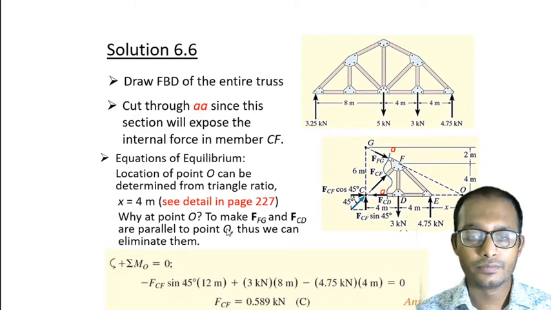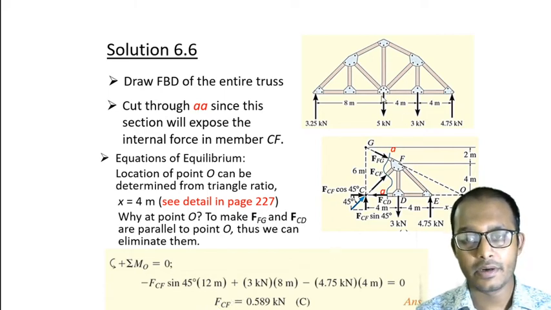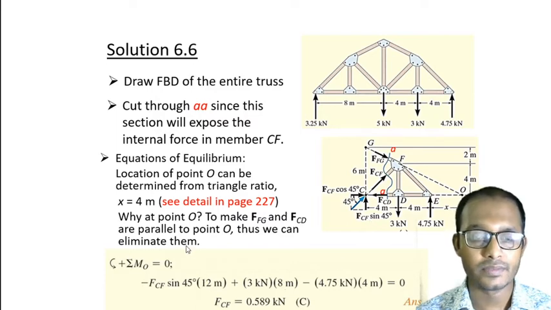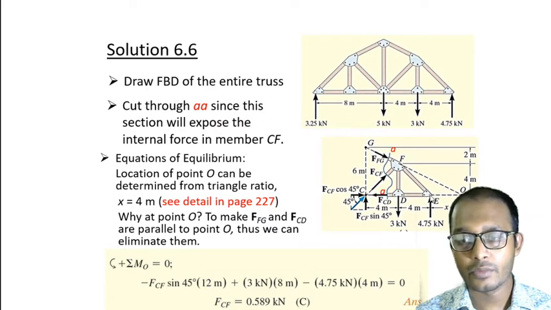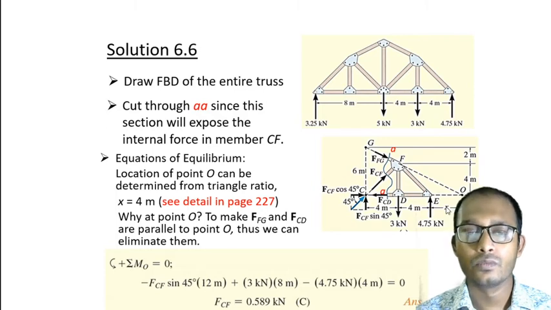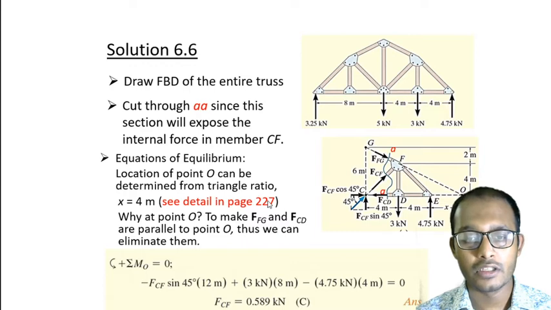So now our goal is to find out the force in this member, that is FCF. How can we do this? To do so we need to find out at first the distance from here to here. What is the distance x? If you go to your book, page number 227, you can see how it is done. The value of x will be 4, but let me explain. This is a very simple concept.